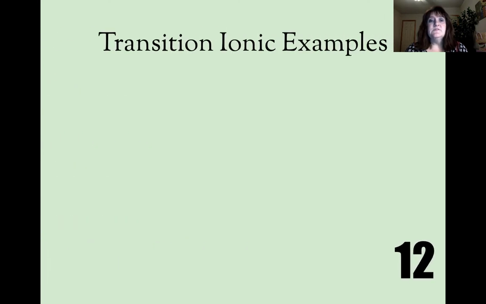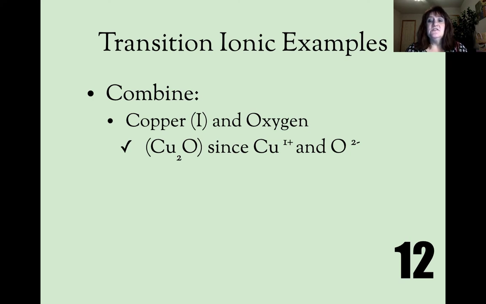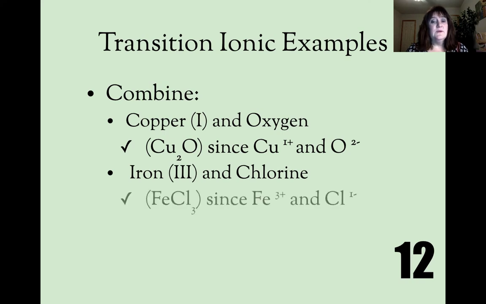So here's some examples of transition ionic. If we wanted to combine copper 1 and oxygen, that would mean that copper had an oxidation of 1 positive and oxygen had an oxidation of 2 negative. They would crisscross, making Cu2O. Similarly, iron 3 and chlorine. Iron 3 is Fe3 positive, chlorine Cl1 negative. Those oxidations would crisscross, making FeCl3.